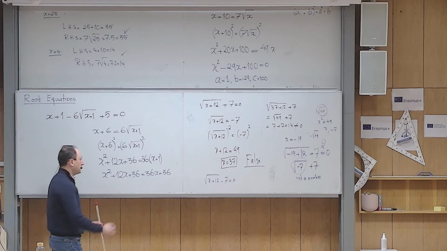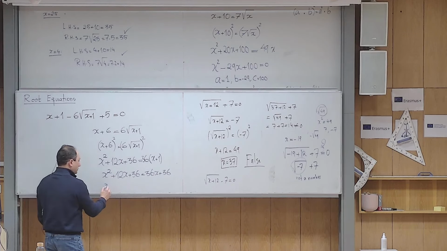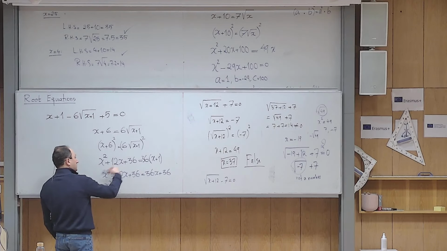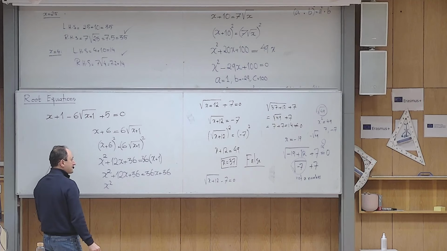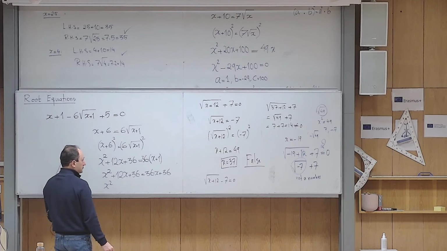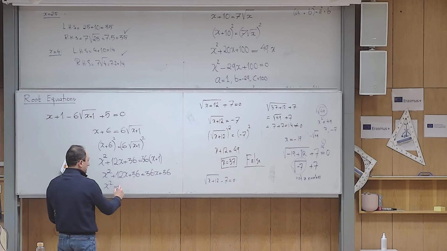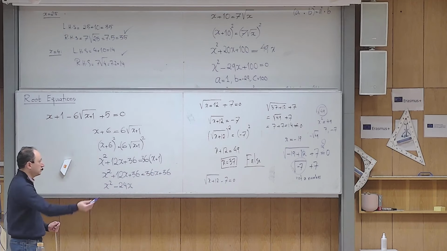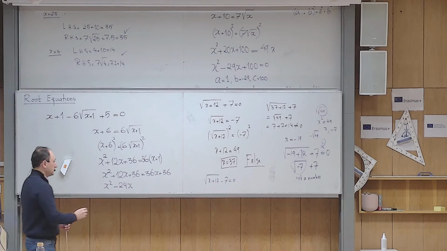Okay, so what happens? I move this to the left. X squared is already there. Can you do it in your head? 12x. 36 moved there is what? Minus 36. So plus 12 is minus 24x. And then fortunately 36 and 36 are completely gone when I move it to the left.